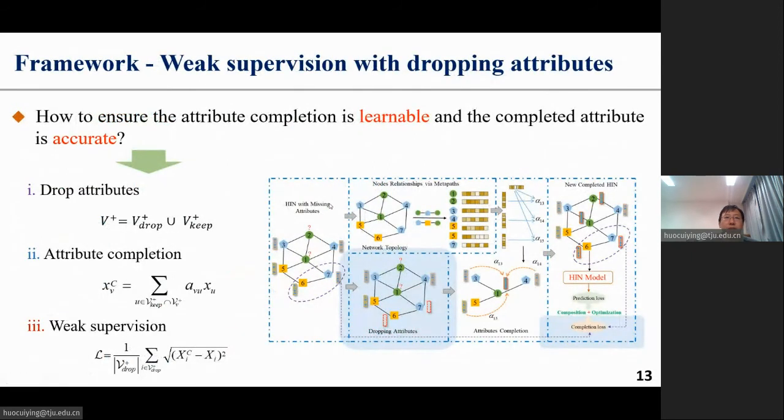The third is to define the attribute completion loss in a weakly supervised way with dropping attributes. A natural question is how should we evaluate these new attributes completed by our framework? In other words, how can we ensure the completed attribute is correct? In order to solve this problem, we adopt a strategy of dropping attributes. That is, we first drop a small part of attributes randomly and then reconstruct them by using attribute completion. In this way, a completion loss can be calculated by the difference between the dropped and reconstructed attributes, making this attribute completion process supervised by the dropped attributes.